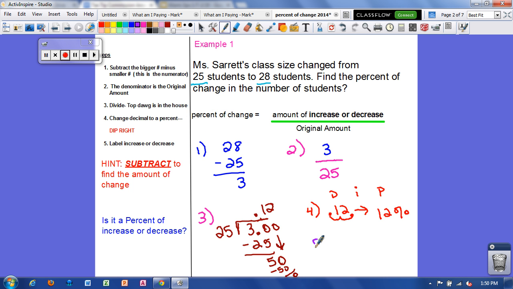And then for step 5, I'm going to label it an increase or a decrease. So we know that the percentage of change is going to be 12%. We have to decide if that's an increase or a decrease. Well, if Ms. Sarrett's class size changed from 25 to 28, that means the class size got bigger. So this would be an increase. So it is a 12% increase. And that would be your final answer.